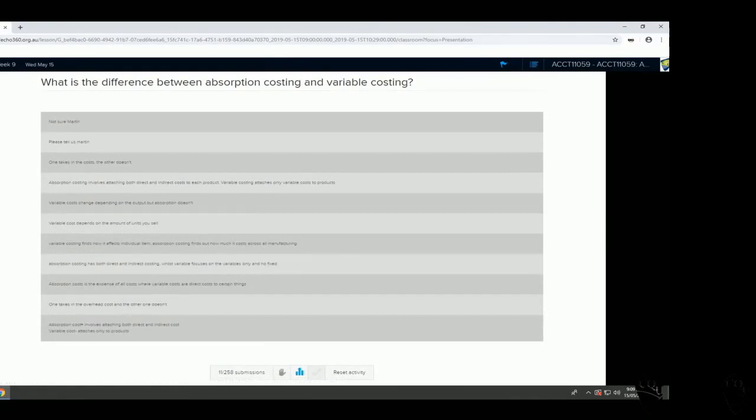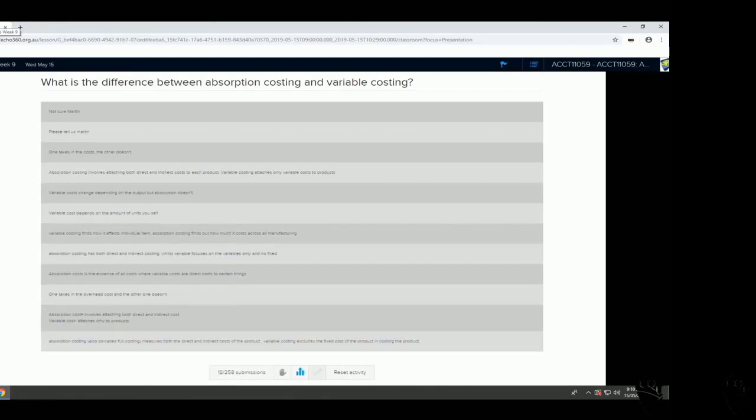Absorption cost is the expense of all costs, where variable costs are direct costs to certain things. So that's not right, is it? Variable costing isn't direct costs, it's about variable costs. Variable costs are different to direct costs. Totally different concept. We'll be looking at that today. Absorption costs, that's the direct and indirect costs. That's basically what we were talking about yesterday when we looked at various product costings.